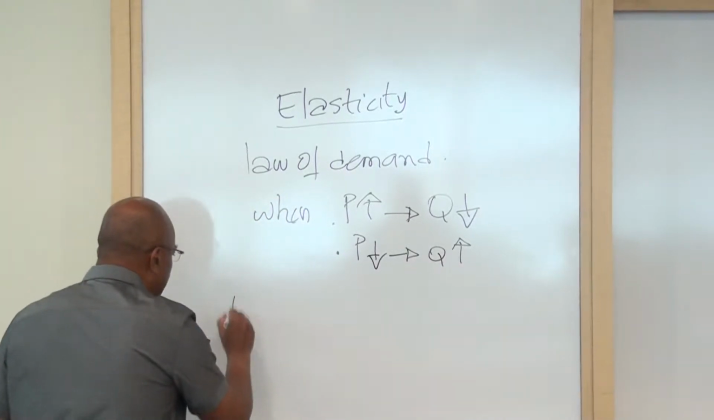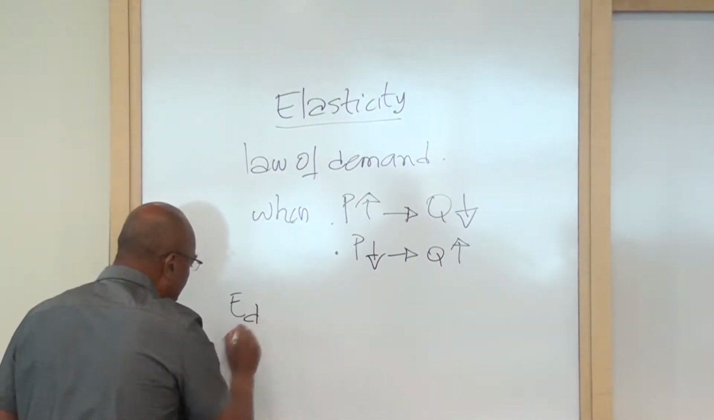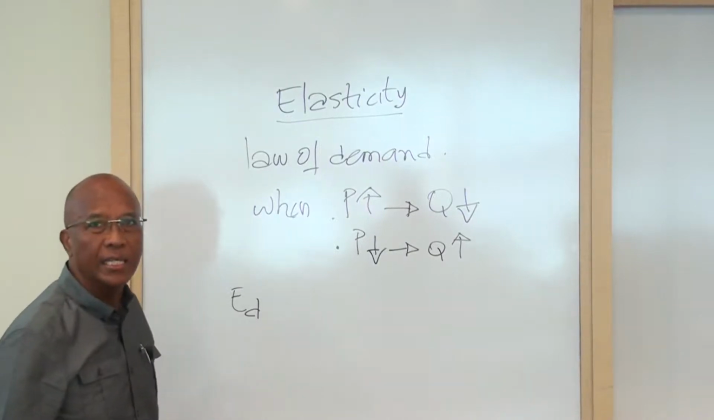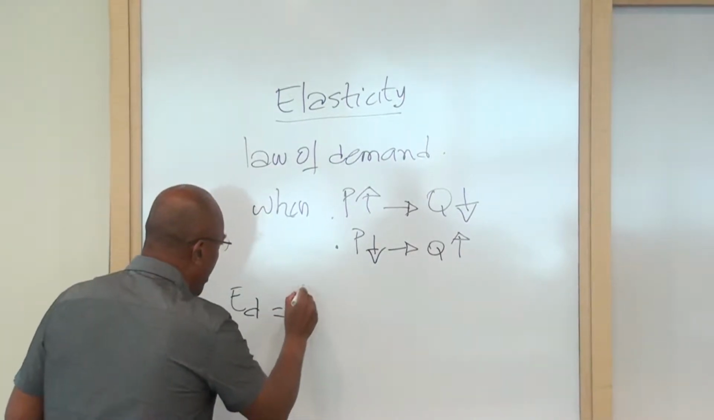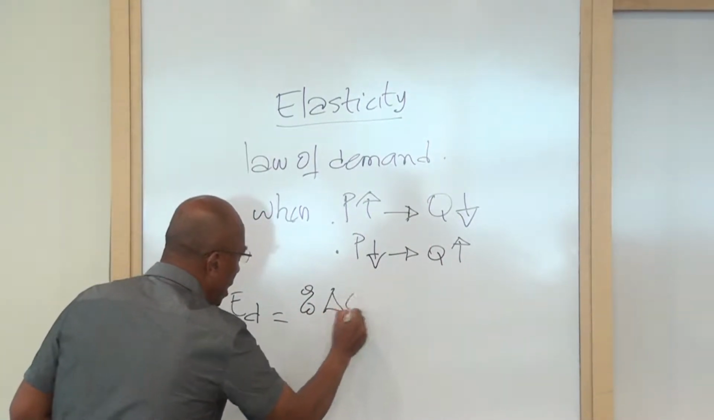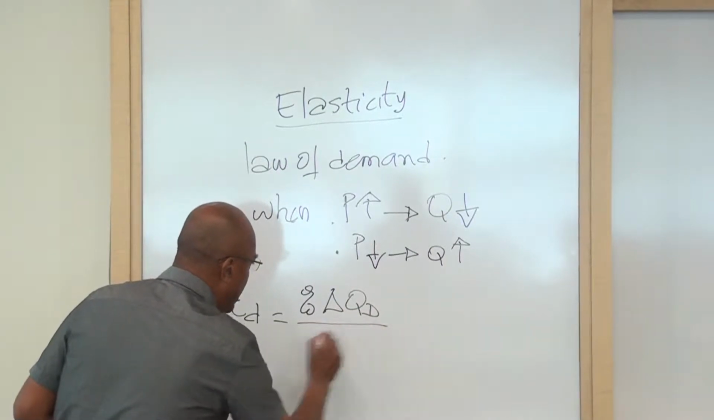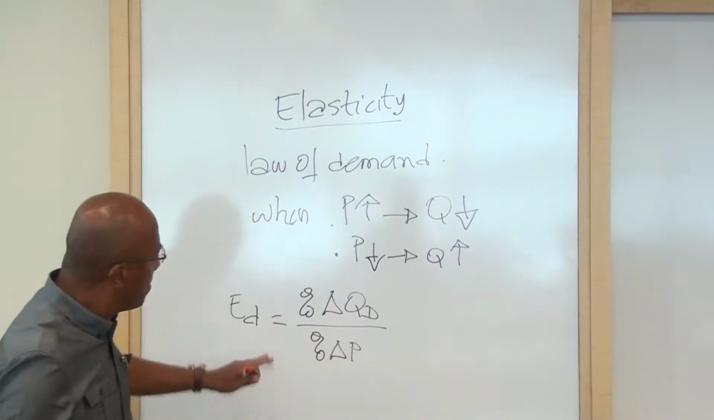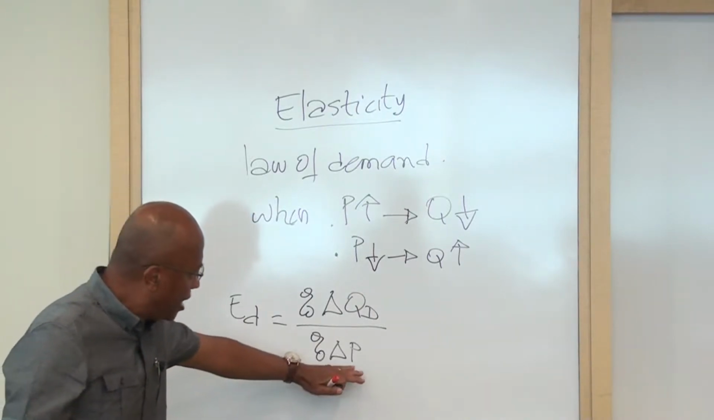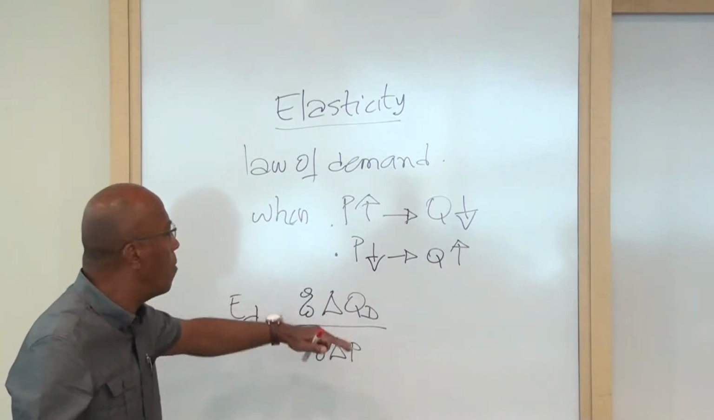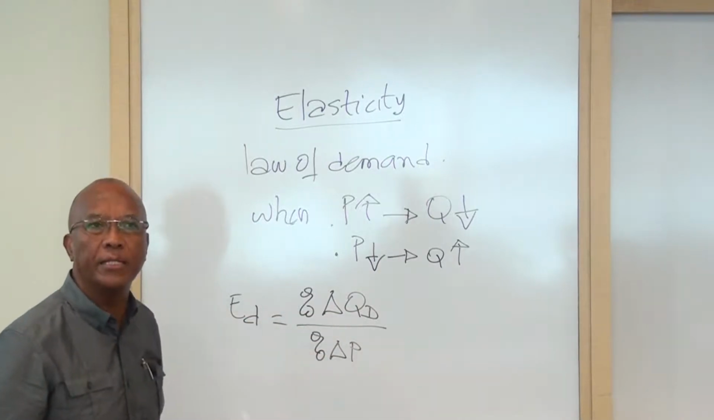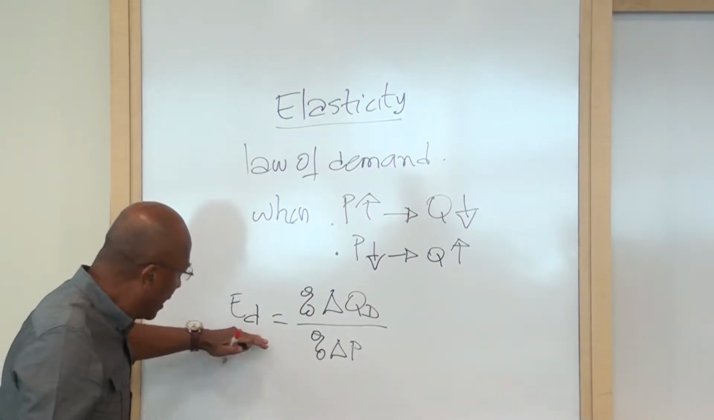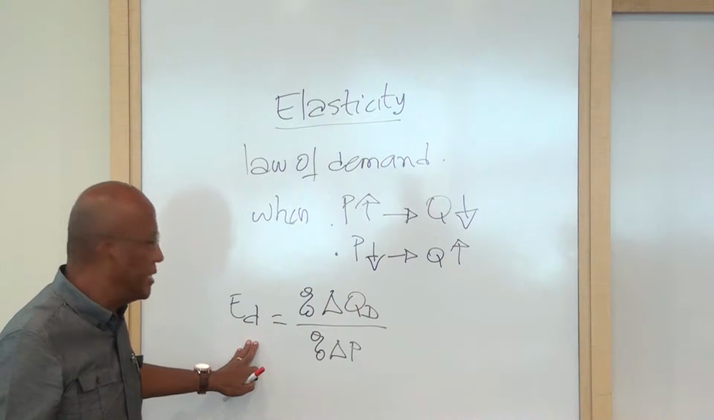So elasticity of demand, which we will denote by ED, is equal to the percentage change of the quantity demanded divided by the percentage change in price, which means that any change in price will bring about how much of a change in quantity demanded. And we call that elasticity of demand.